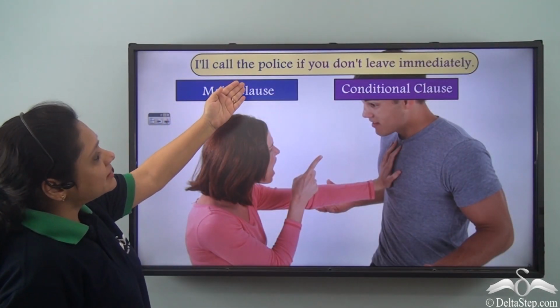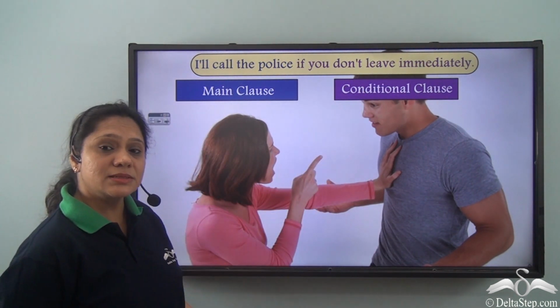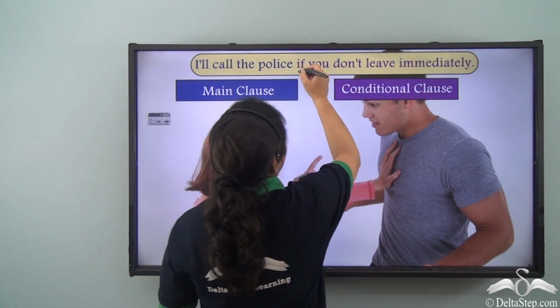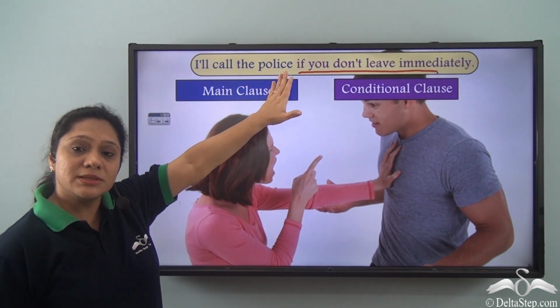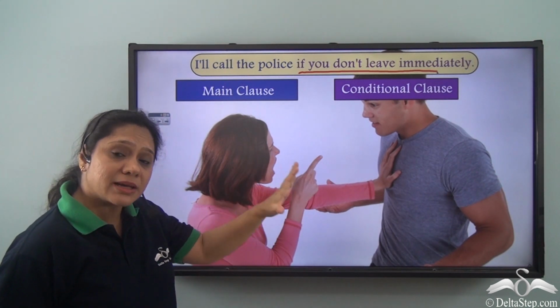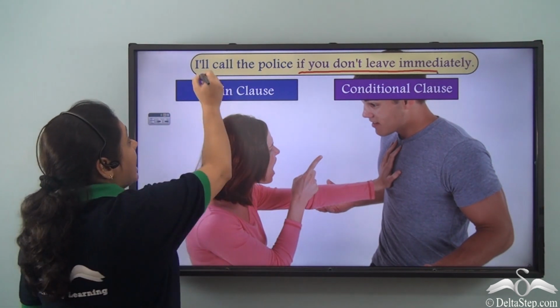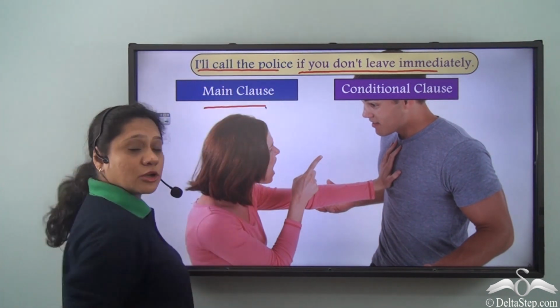I'll call the police if you don't leave immediately. Now, in this sentence, what is the condition? If you don't leave immediately. So, this is the conditional clause. And what is the result of that condition, or if that condition is fulfilled? I'll call the police. So, this is the main clause.